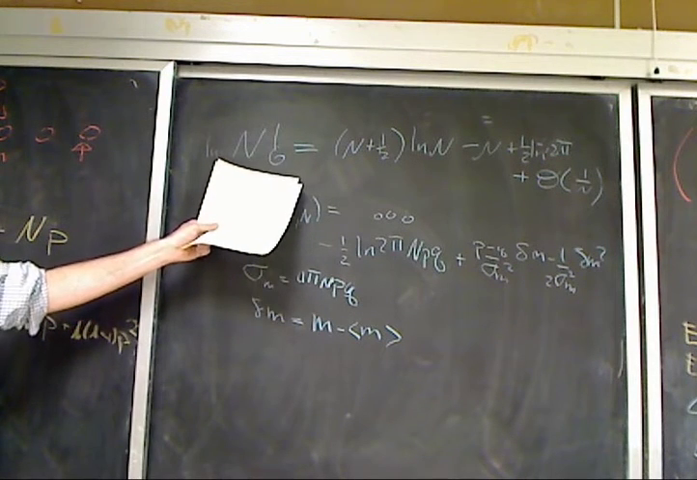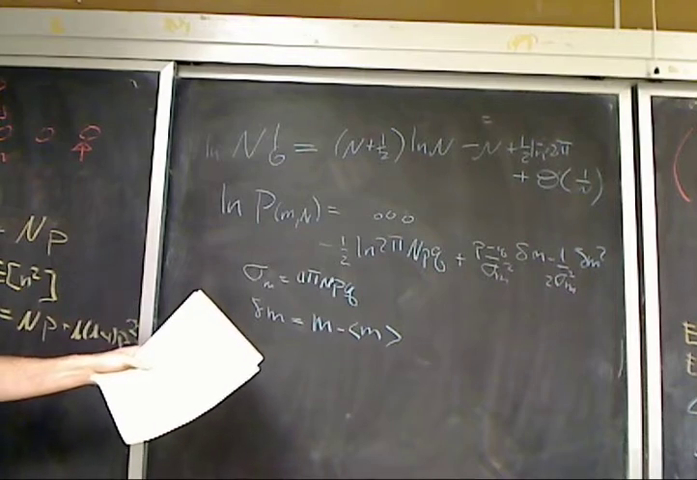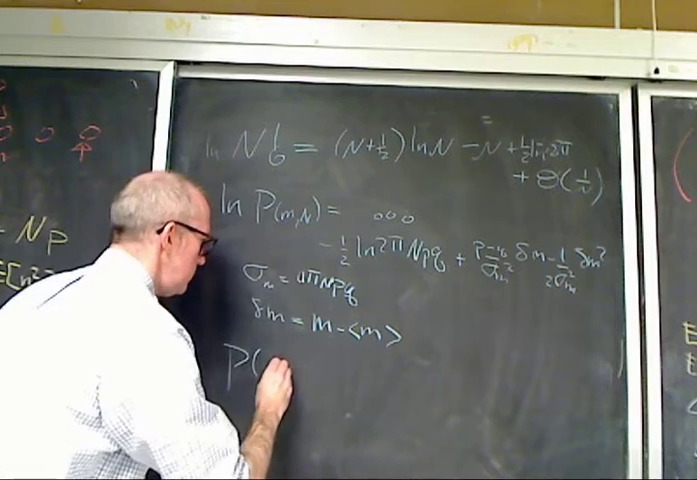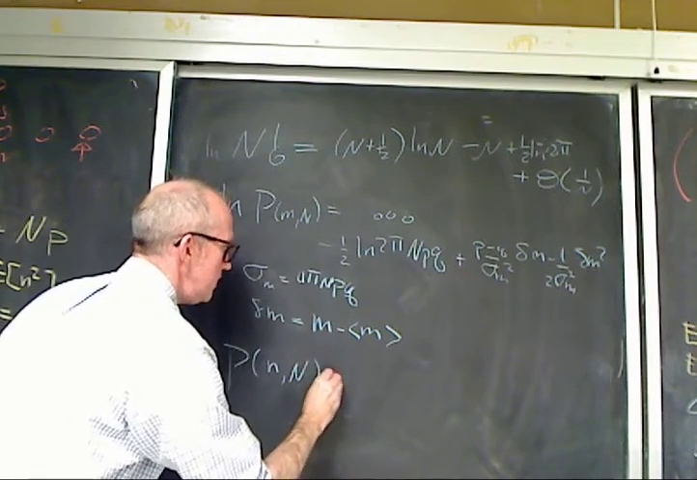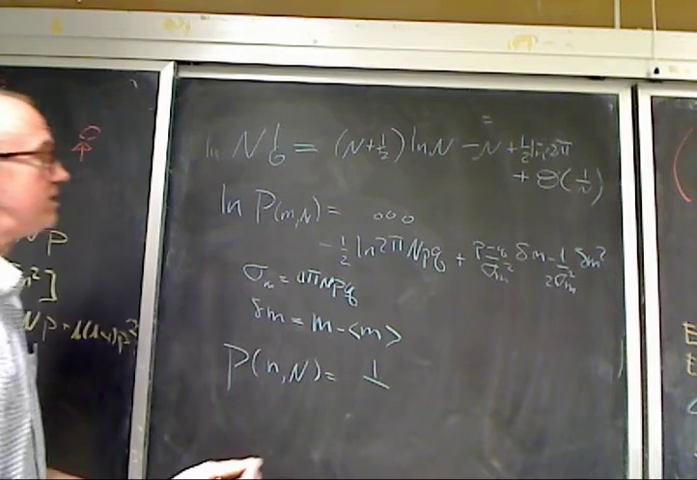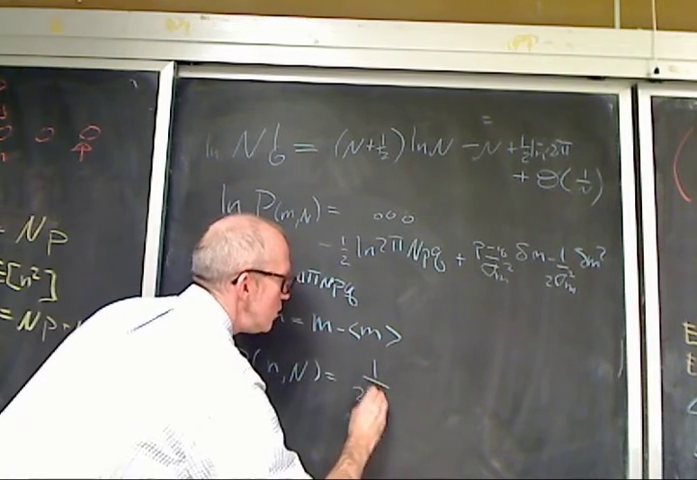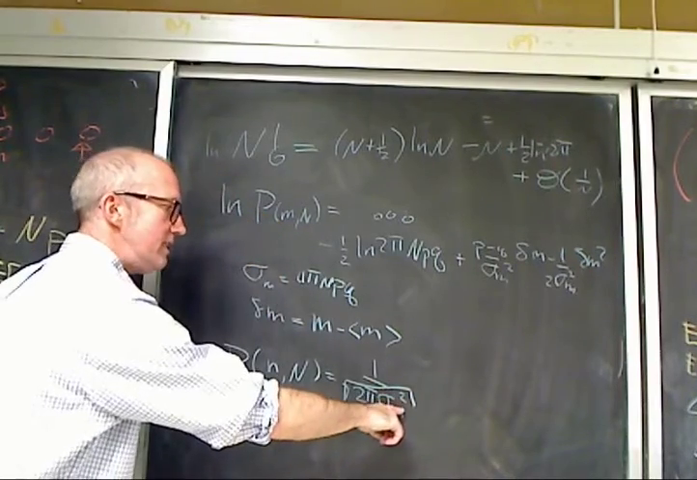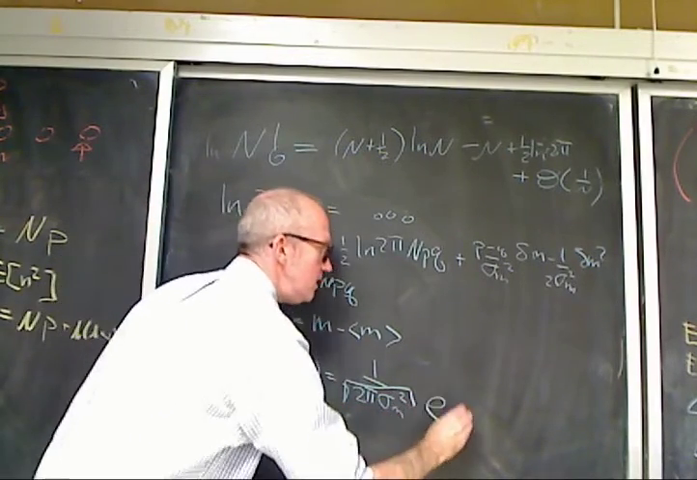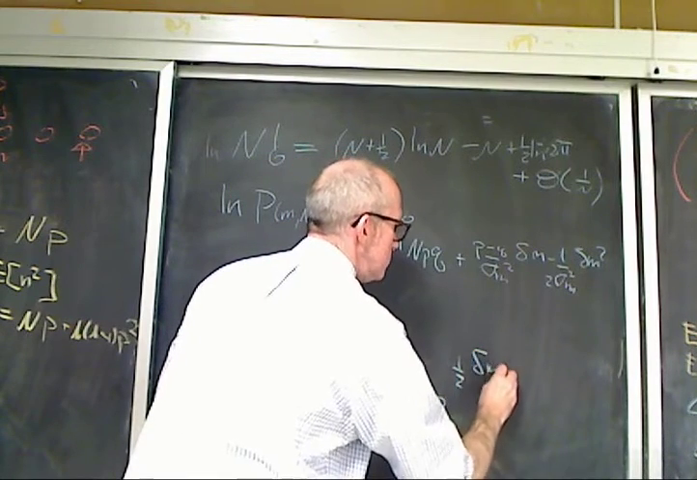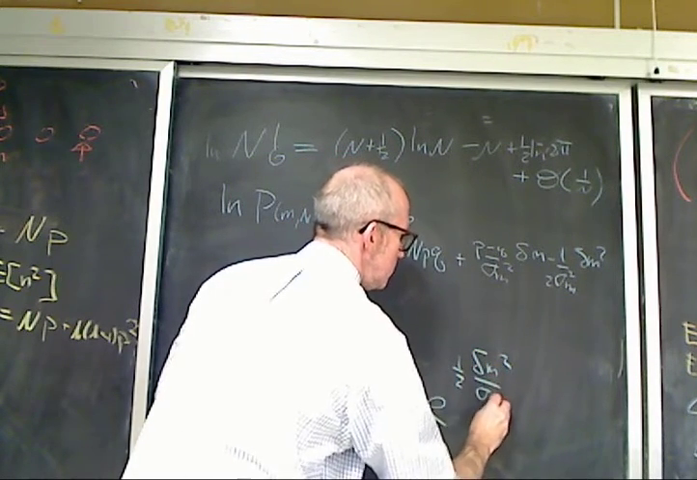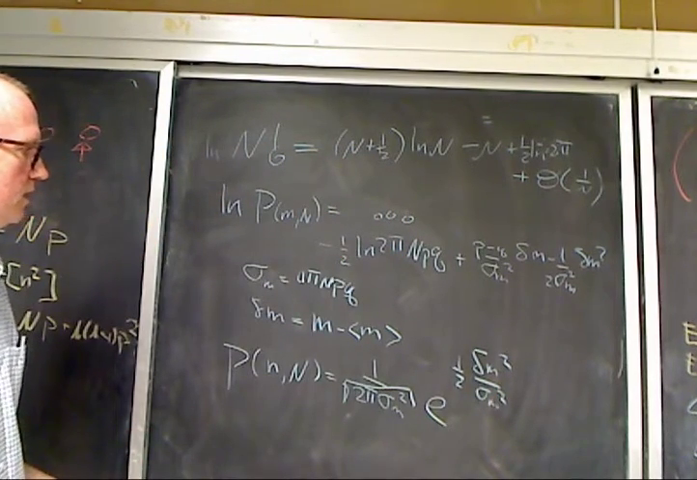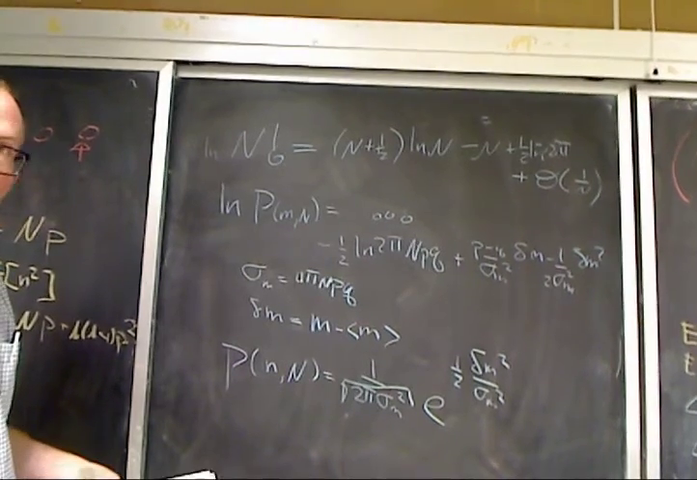So basically, Stirling's approximation is this. You drop it in here, and you're left with P of m and big N is equal to the square root of 1 over 2 pi sigma m squared, times e to the minus 1/2 delta m squared over sigma m squared. Now we have a Gaussian.